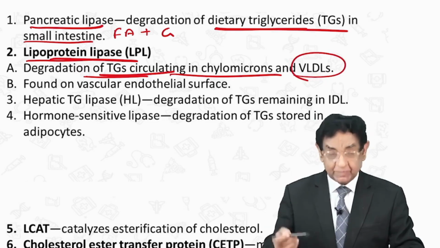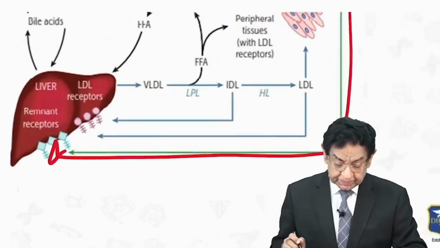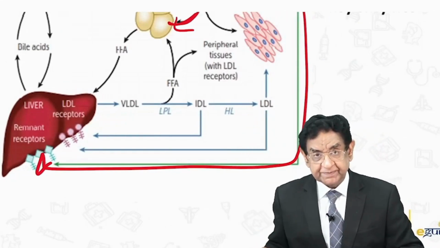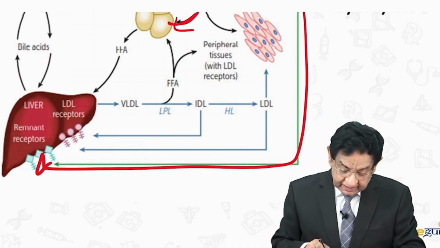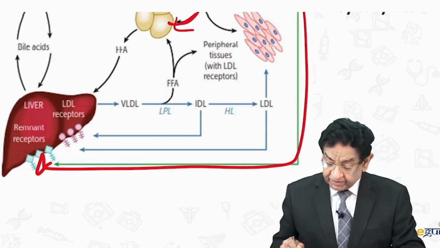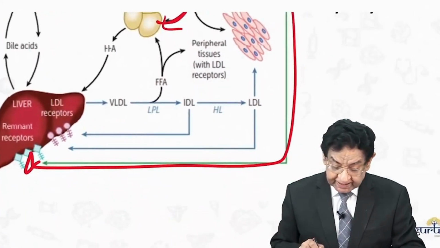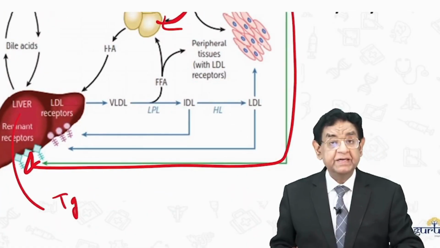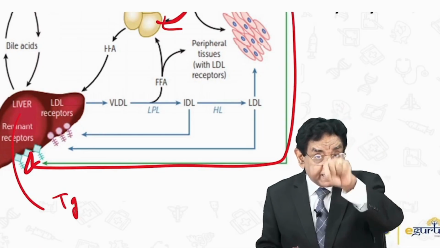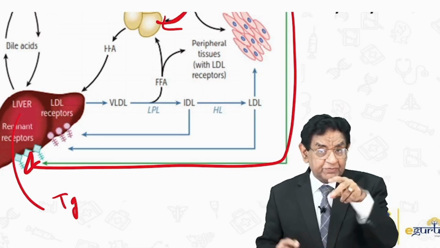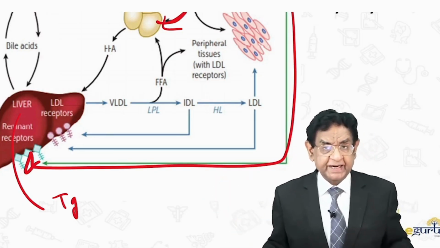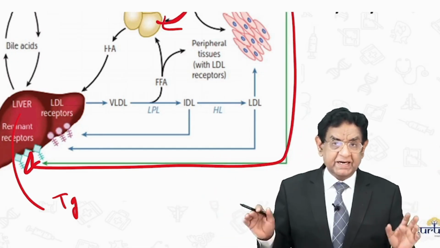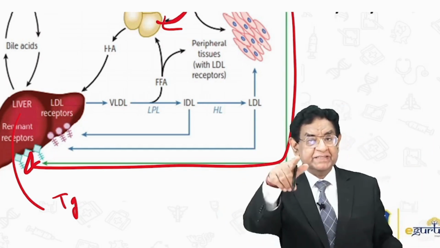VLDL, what is this? Let's go back to basics. One triglyceride source is from the GIT, which comes to the blood. In the liver also, the liver synthesizes triglyceride. It means for our body we have two sources of triglyceride. One is the liver synthesis, in-house synthesis, and the other is we are importing from outside, that is diet.